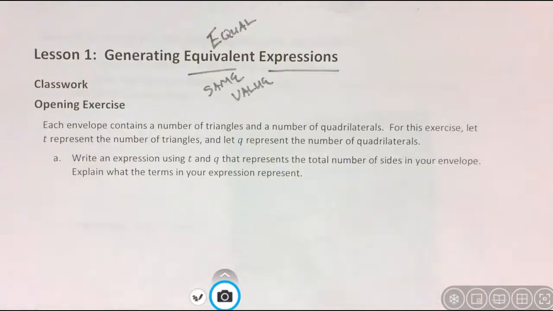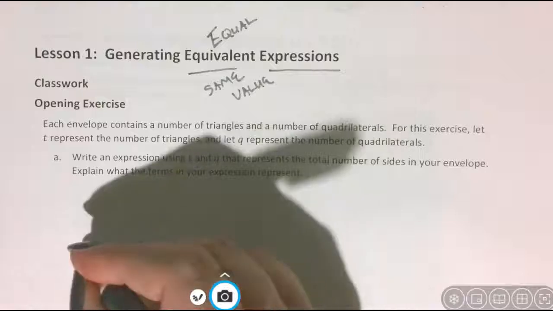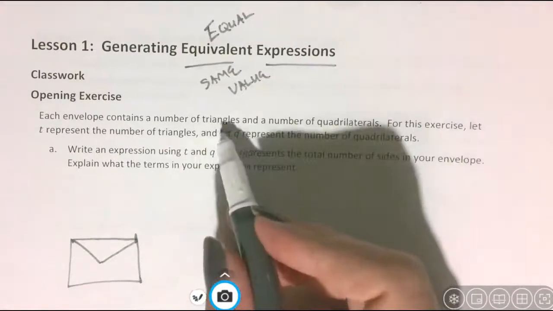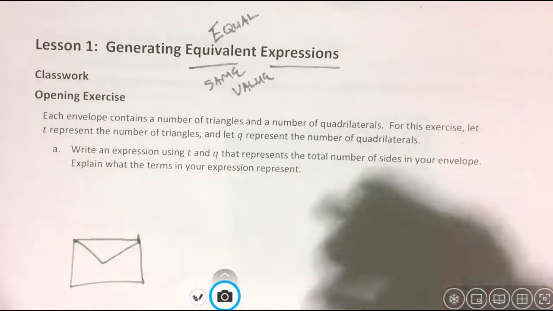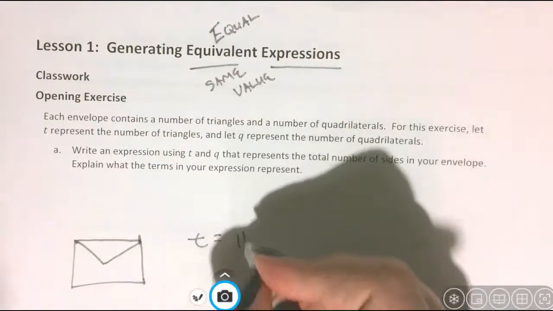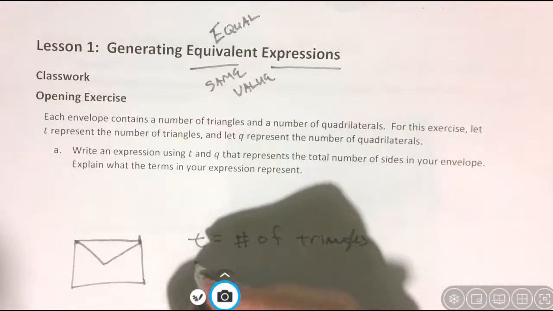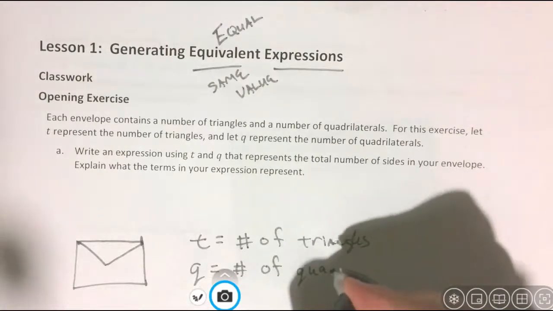Our opening exercise is a situation. Let's consider that we have an envelope, and this envelope is going to contain a number of triangles and a number of quadrilaterals. So we don't know how many triangles or how many quadrilaterals are inside of our envelope. So we're going to let T represent the number of triangles. And we're going to let Q represent the number of quadrilaterals.